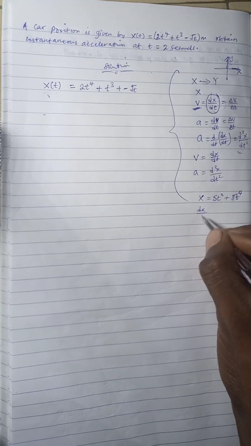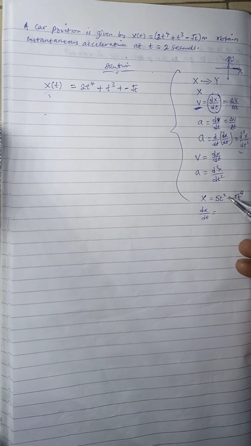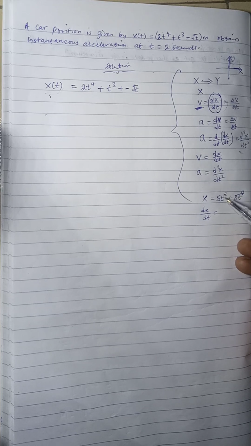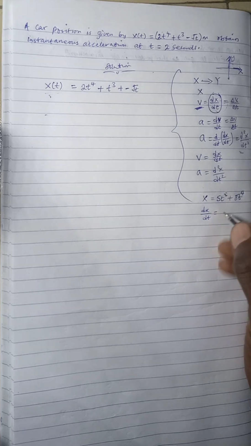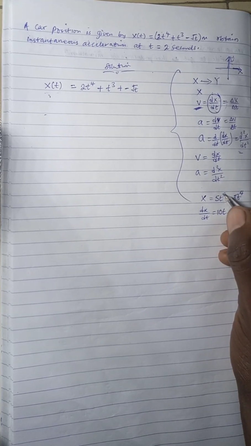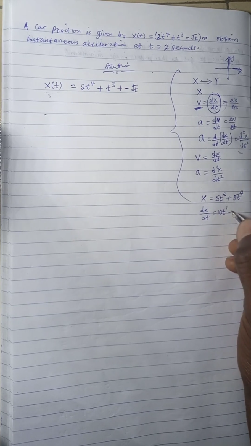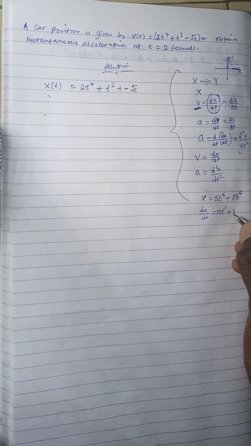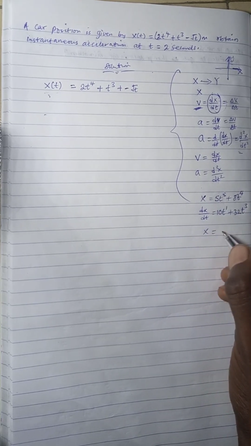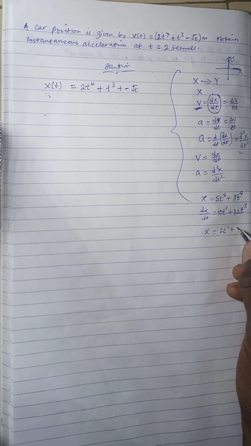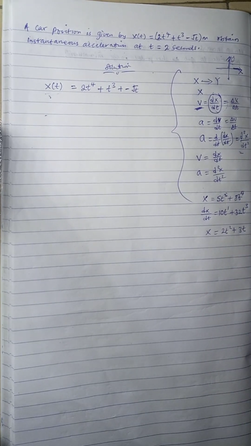Differentiation: if I'm differentiating s with respect to t, the rule says use the power, multiply by the coefficient, and remove 1 from the power. So 2 times 5 will give me 10. I will write t. If I remove 1 from 2, it will remain 1. Plus 4 times 8 will give me 32. Then t raised to power 4 minus 1 will give me 3.